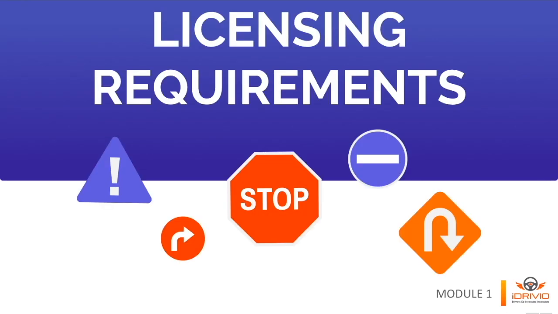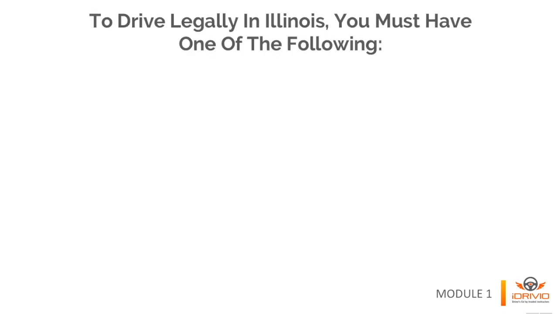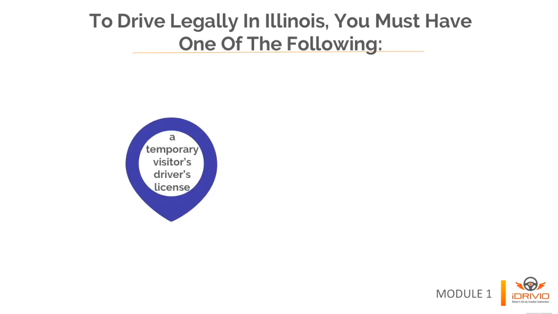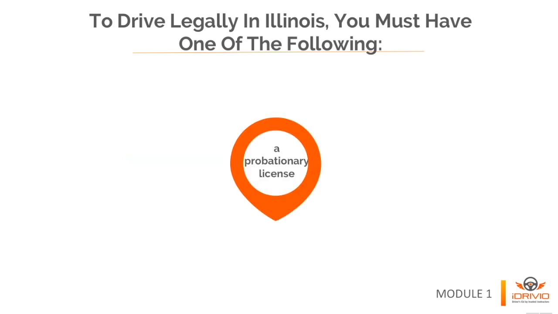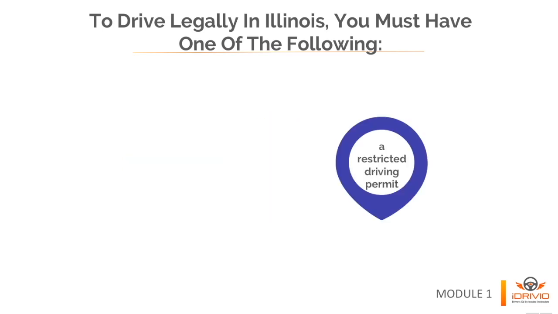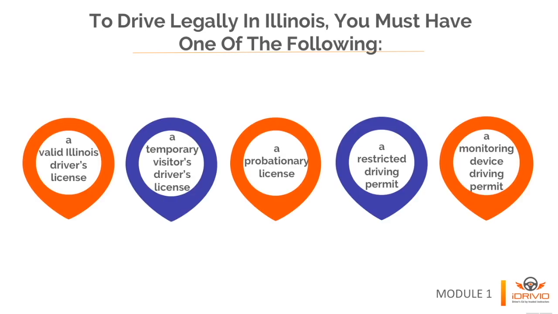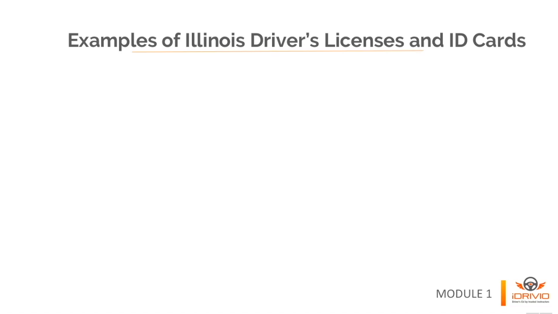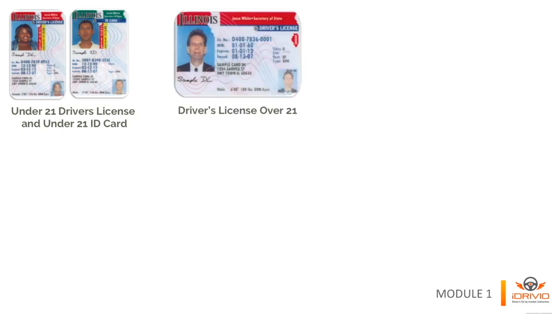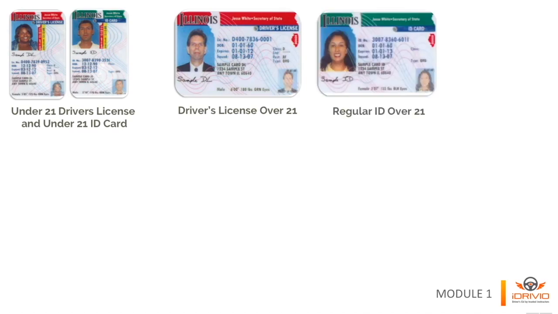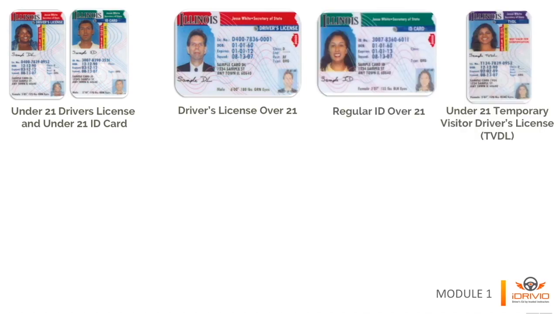Licensing requirements. To drive legally in Illinois, you must have one of the following: a valid Illinois driver's license, a temporary visitor's driver's license, a probationary license, a restricted driving permit, a monitoring device driving permit. Here are some examples of Illinois driver's licenses and ID cards. Under 21 driver's license and under 21 ID card. Driver's license over 21. Regular ID over 21, under 21. Temporary visitor driver's license, TVDL.